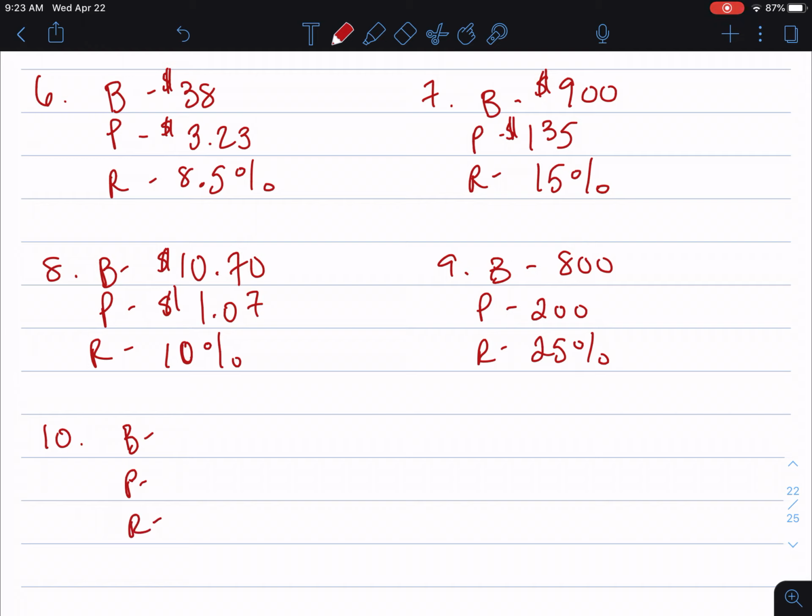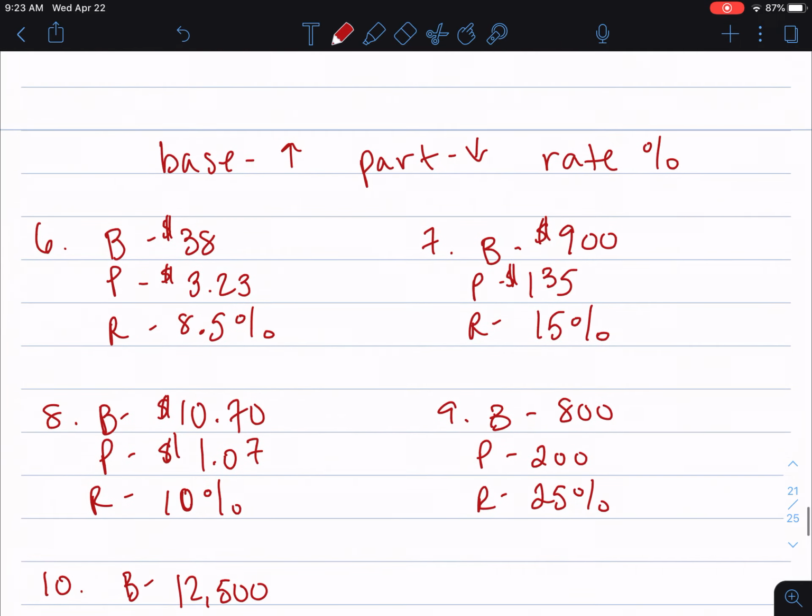So now we're at number 10, base, part, rate. In an election, 5,000 of the 12,500 registered voters actually voted. Only 40% of the registered voters actually voted. Oof, it's not such a good number there. So fill it in, base being the big number, part being the smaller, and 40% is the rate. Oh, and I just gave you that answer. Sorry. So go ahead and do base and part. So the base is 12,500. That's the entire total amount of registered voters. And the part that voted, sadly, was 5,000. Hopefully in November we get more people voting.